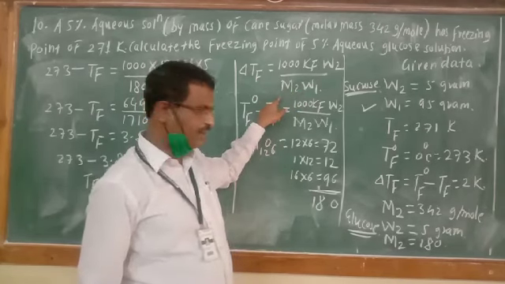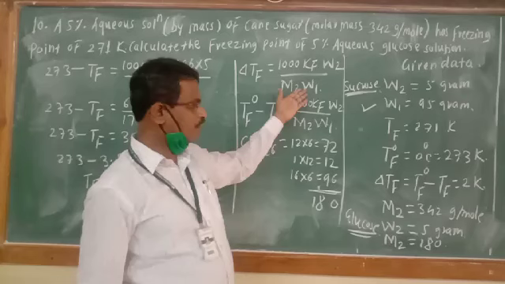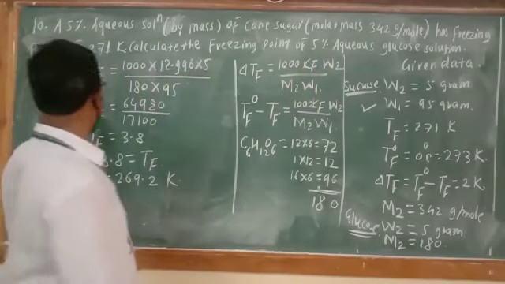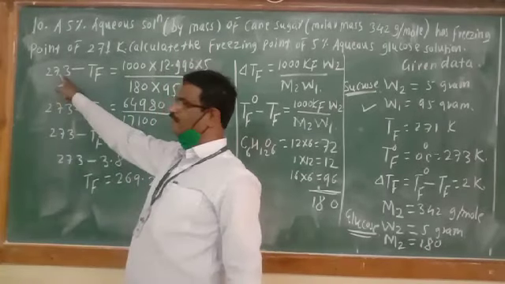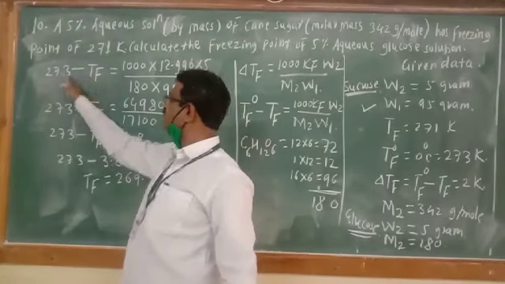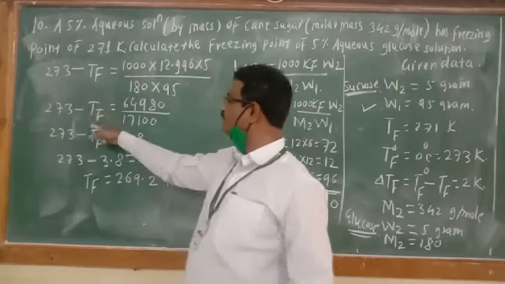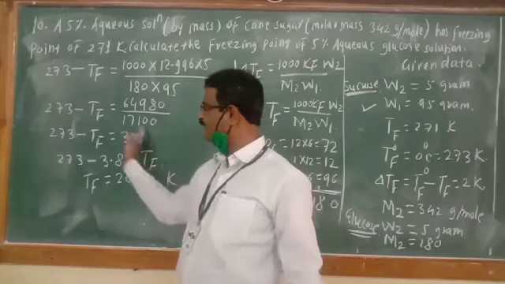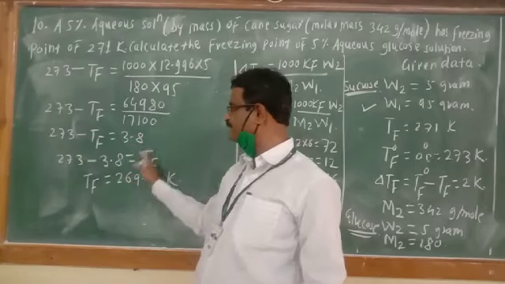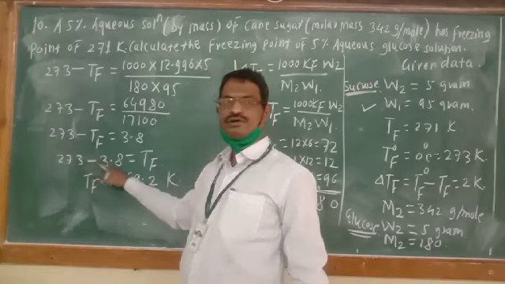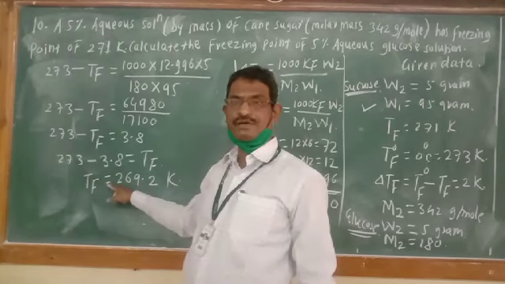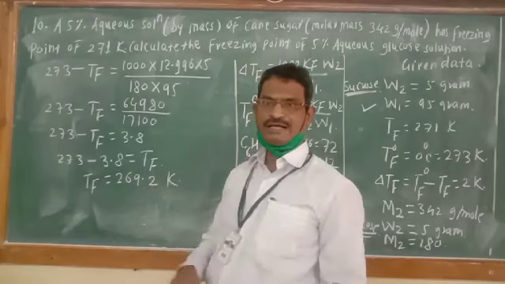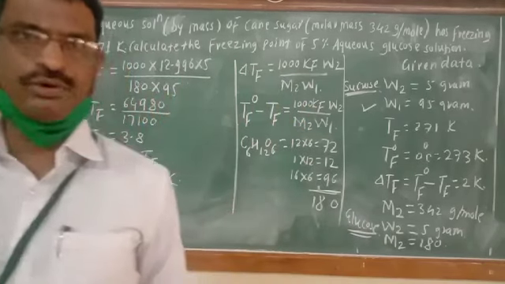M2 of glucose is 180, like this. W1 we know 95, W2 is 5. Delta Tf is nothing but the difference between T0M and Tf. Substituting all those values, we can get these facts. This answer will be 3.8. Taking on left side, Tf on the right side. Tf is nothing but now the freezing point of 5% aqueous glucose solution. So this is the final answer. One more problem we have to take over here.